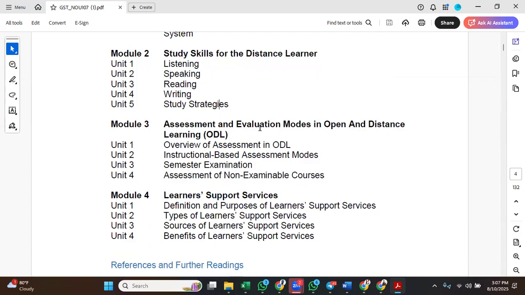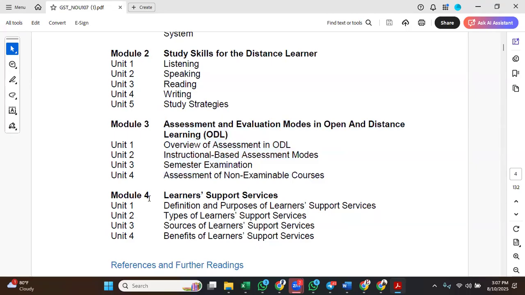Now, assessment and evaluation mode in open and distance learning. This is where you learn about TMA, exams, and everything. If you watched the orientation of yesterday, or you were present in the live session, you find out that most of the content of the orientation is based on this module 3. They've expounded everything you need to know about assessment in the orientation.